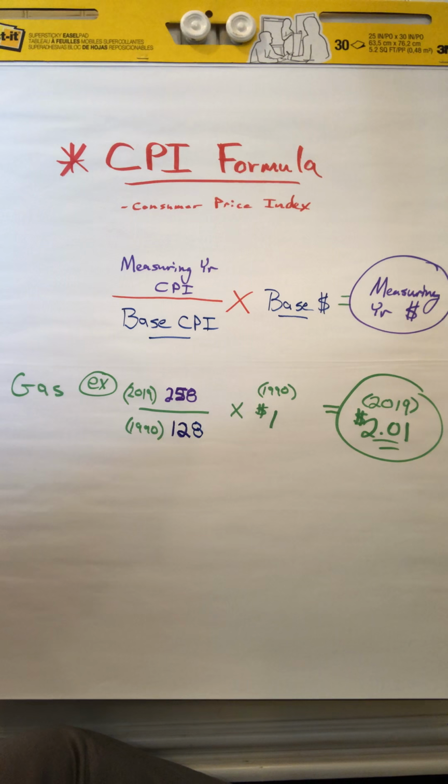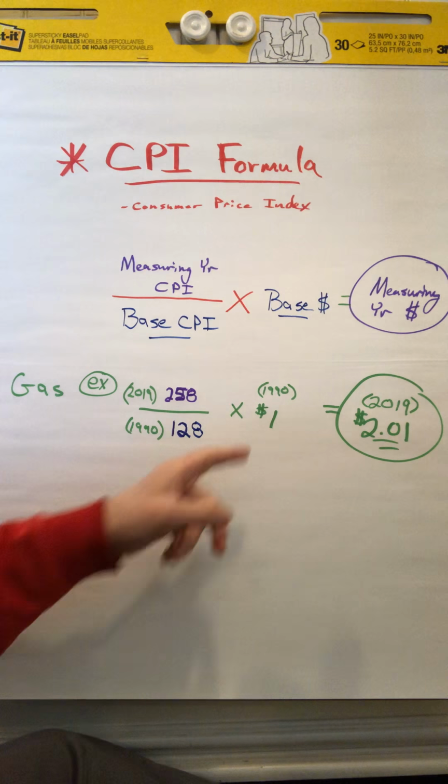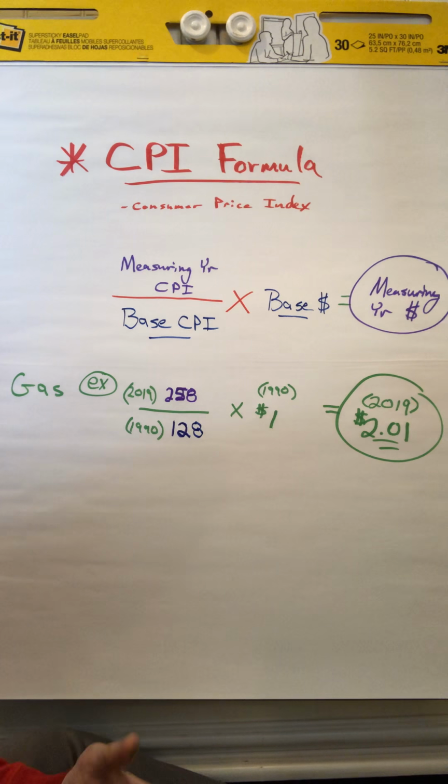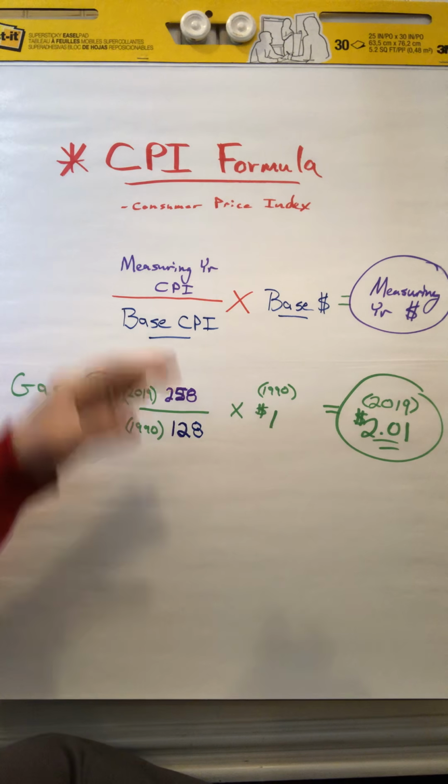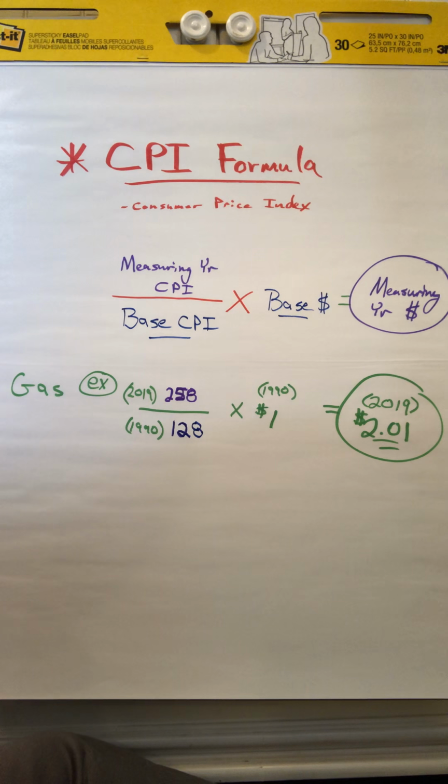I drove by the gas station the other day and it was $1.99 at one gas station. So that means you're getting a better deal than I was when I was paying a dollar, based off inflation, based off of what prices have done over the last 20 plus years. So use this formula to go through and figure out some problems.